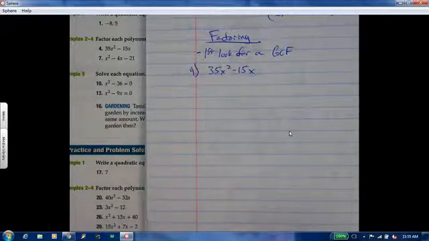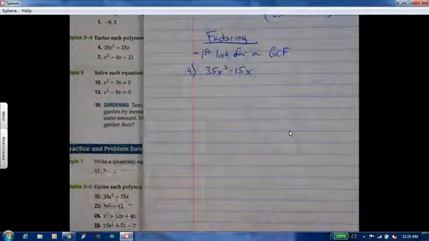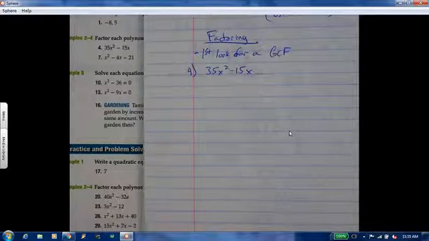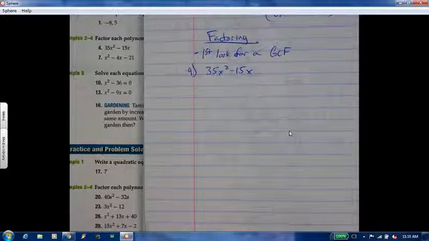Okay. So if I have a 35x squared minus 15x, you look at the 35 and the 15, what's the biggest number that goes into 35 and 15? Is that okay with everybody? Okay, 5. I have an x squared and an x, so do they have a variable in common? They both have an x. How many x's does this have? So this one has 2, this one has 1.